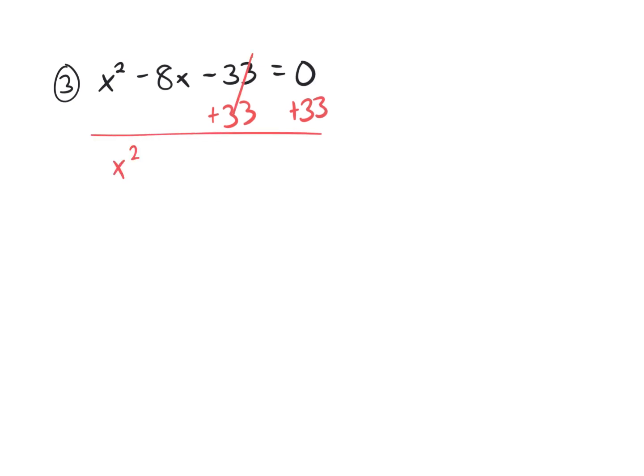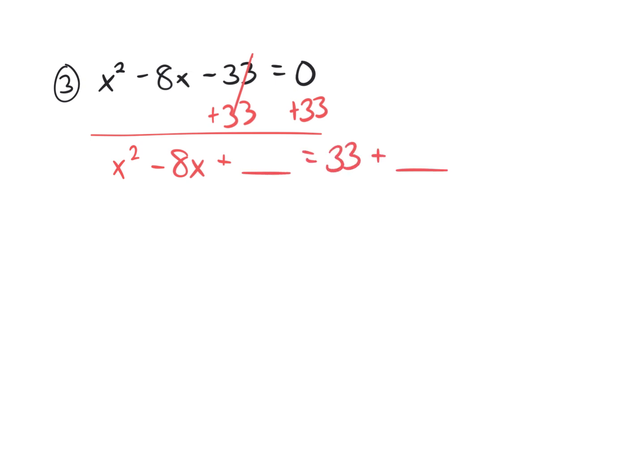All right, next one we're going to try. X squared minus 8x minus 33 equals 0. You mean 8x? Yep, sorry, thank you. Get rid of the c by adding 33 to both sides. So we have x squared minus 8x plus blank equals 33 plus blank.